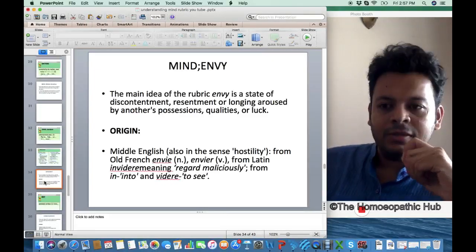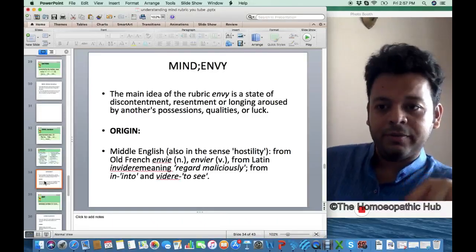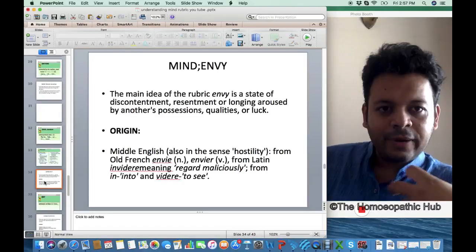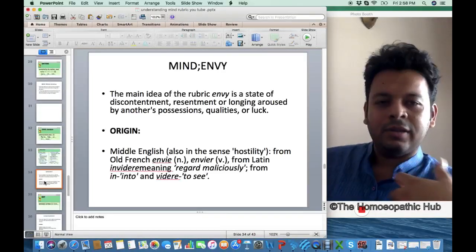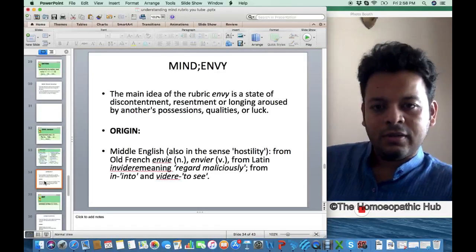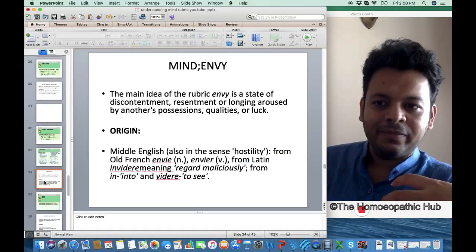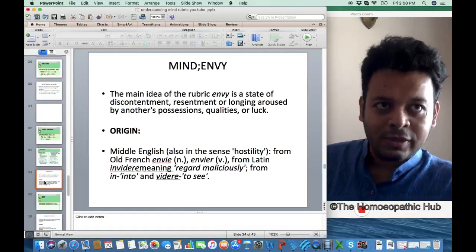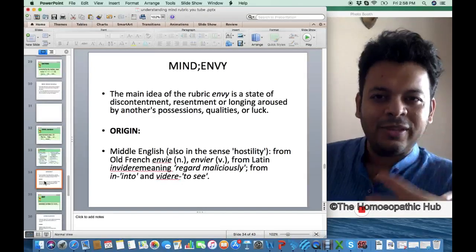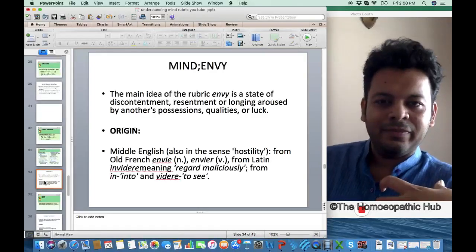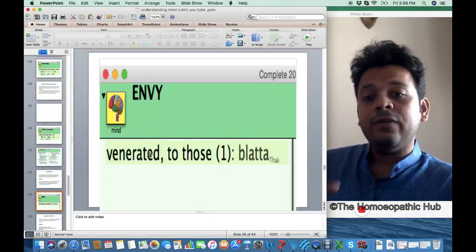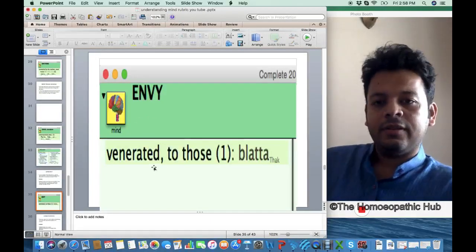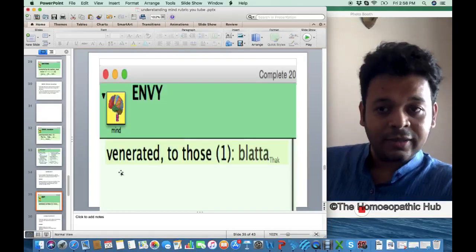I had an interesting case once, a case of hypothyroidism, and his main symptom was that he felt very, very insecure, and he felt very, very envious that his friend who's a professor now gets more respect than him. And he also respects this person, but he respects him too much and he feels envious. Oh, how come people respect him? And especially to people whom he respects, he feels envious. It's a very interesting case. Envy to those venerated is respect. Blatta was the remedy, interestingly.